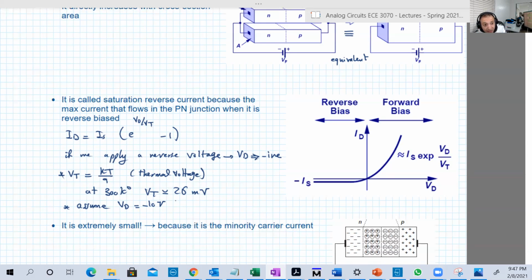Okay, I'll give you 1 minute. You can just pause the video and try to find just that portion. Don't worry about Is. Just calculate on your calculator e to the power of minus 10 over 0.026, minus 1.